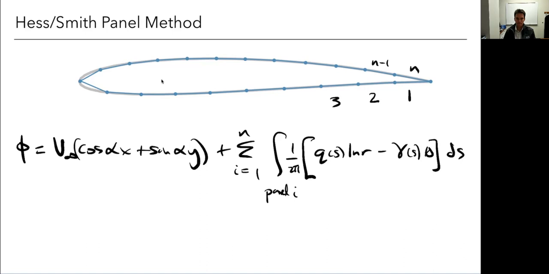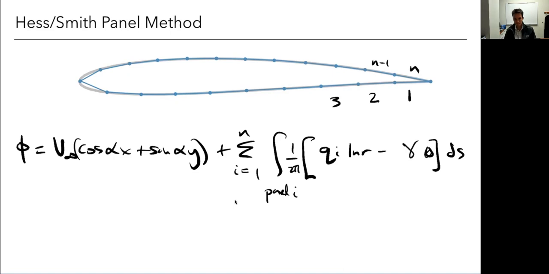Now, different panel methods are going to assume different things about how these sources and vorticity are distributed along each panel. In the Hess-Smith method, we assume that the source strength is constant on each panel. It's a different constant on each panel, so the source strength is different from panel 1 to panel 2, but on a given panel, it's a constant. So we can replace this q of s with just q_i, because it's a constant for panel i. Similarly, gamma, we are going to not make it a distribution, but rather a constant on a given panel. And in fact, it's going to be the same constant on every panel.